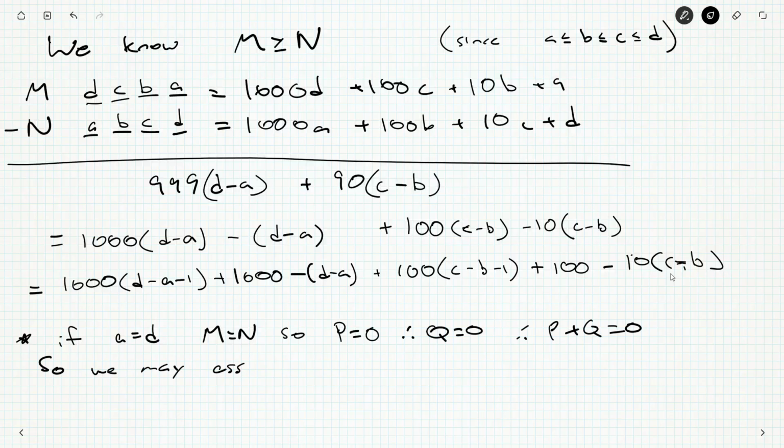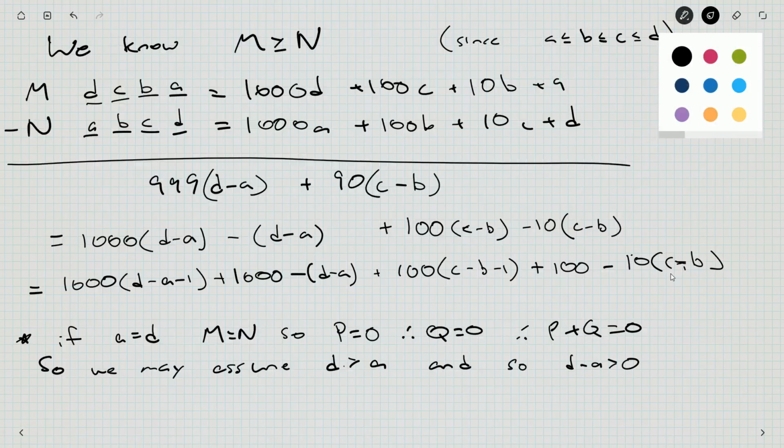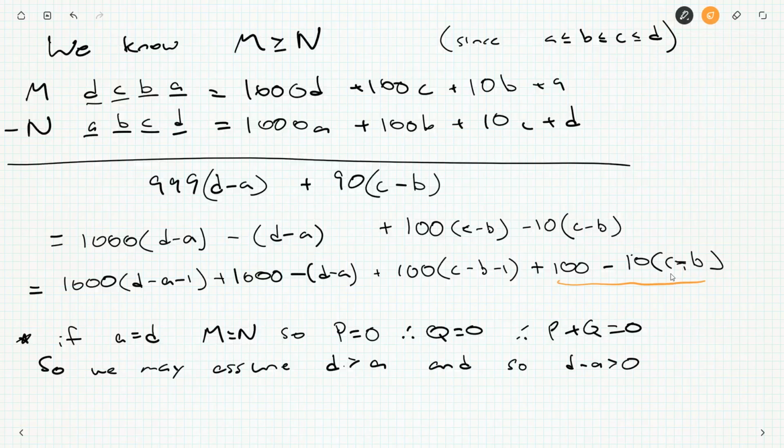So we may assume D is greater than A now. And so D minus A is greater than 0. So that'll be important for us. I think we can do the same sort of thing with C minus B, and then that will force this part here to be some single multiple of 10 or something like that. So let's see what happens.